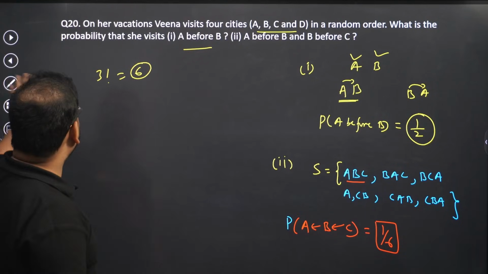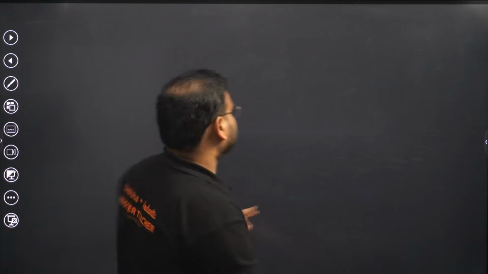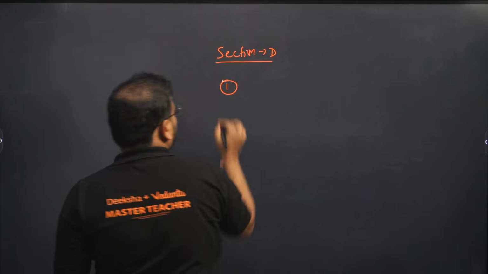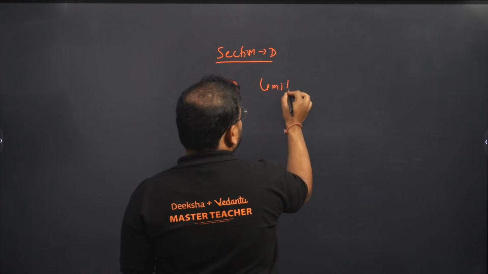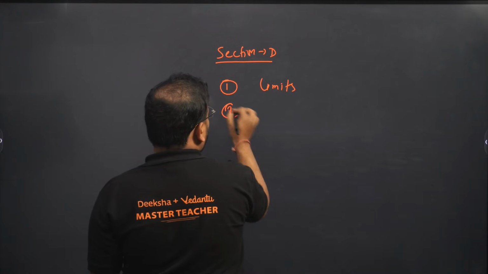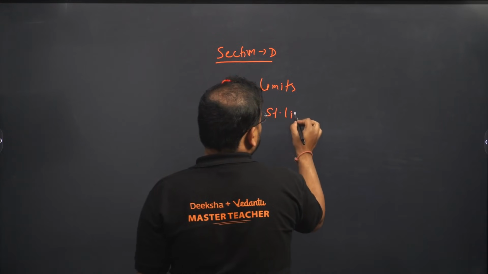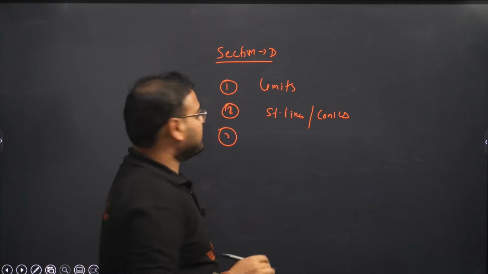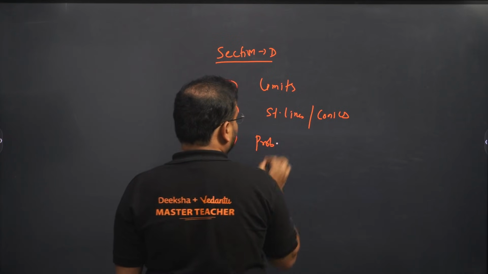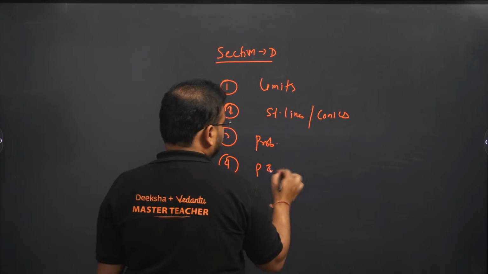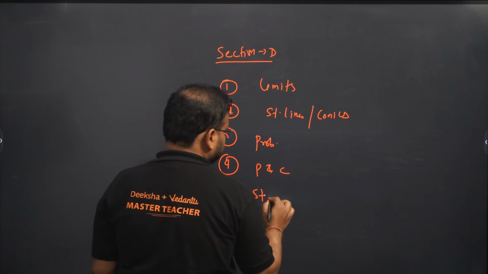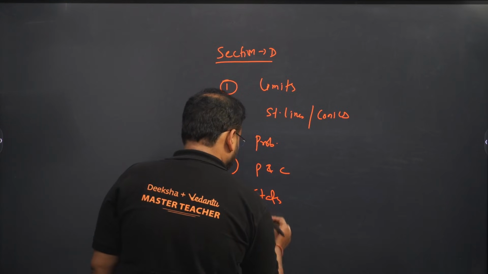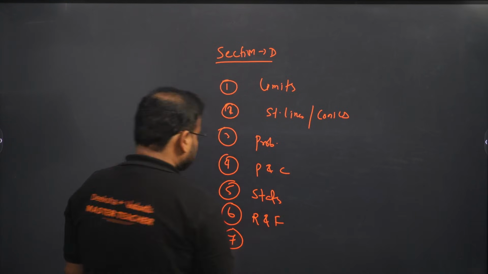I hope I have made it clear the trend of questions that come in the examination Section D. This is my understanding. One of them will be from limits. The second one can be from your straight lines or conics. Less chances, but even conics you try. Third is very simple, your probability. Fourth is PNC. Fifth is stats. Sixth is relation and function.